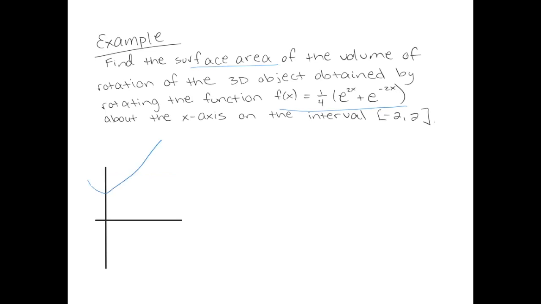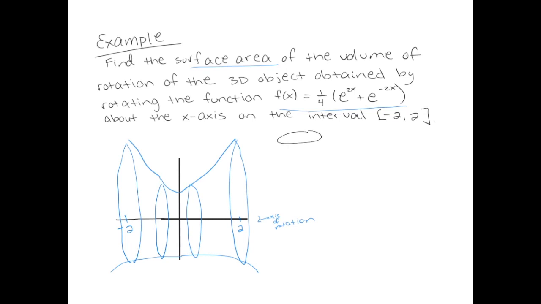The function does look something like this. We draw its mirror image. Oops, I didn't pay close enough attention to the interval. If we're going from -2 to +2, looks like I need to expand my picture, right? Okay, so this object looks something like this, and we're finding the surface area of it. All we need to do is follow our formula on the previous slide.